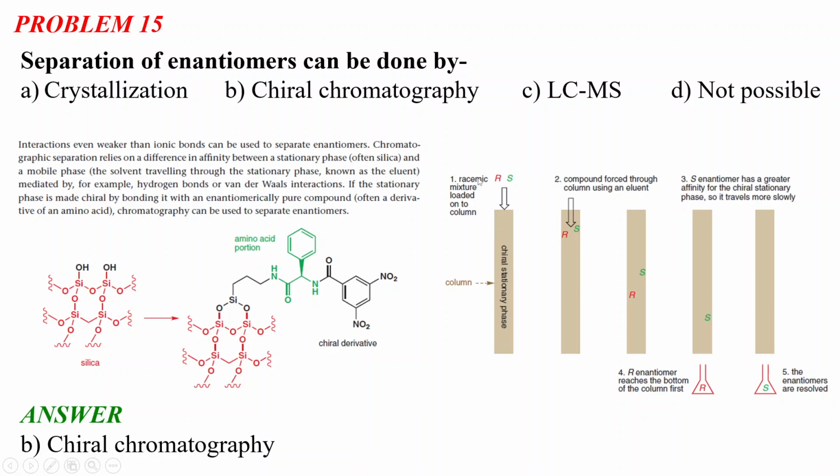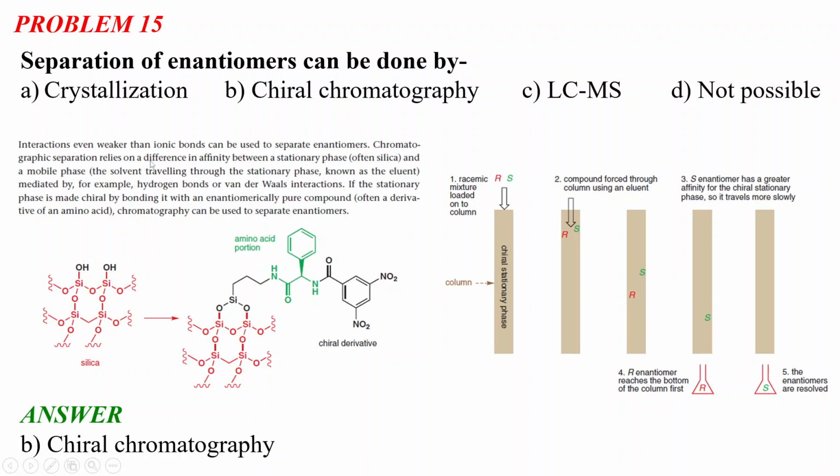Okay, and we just add the mixture of two different racemic compounds, not racemic, any compound mixture. We can just pour it here, and depending on the affinity of that compound toward the silica gel in the column, we get the separations. Okay, so interactions even weaker than ionic bonds can be used to separate enantiomers.